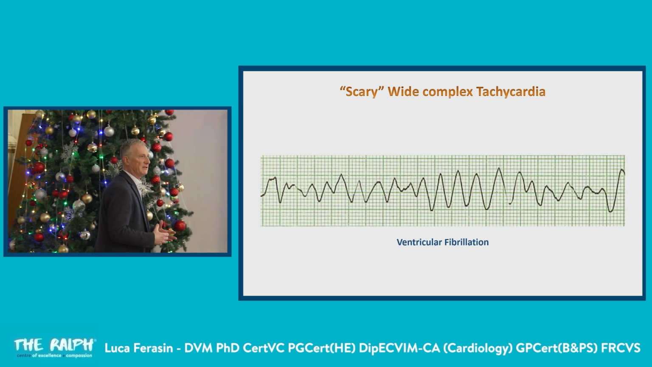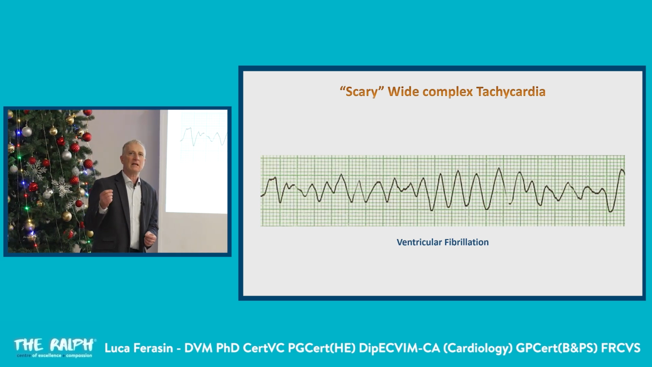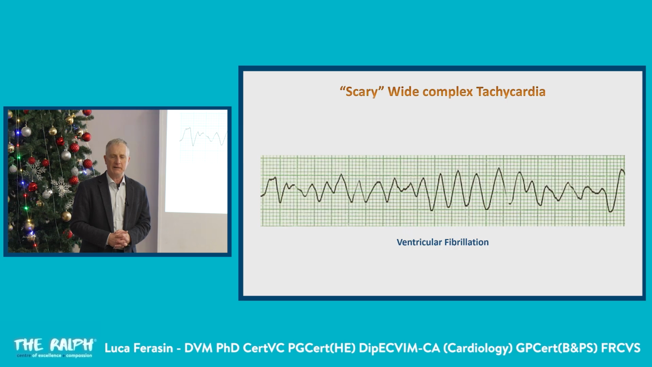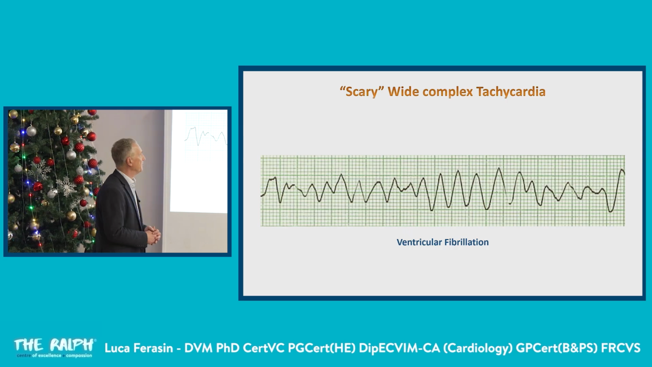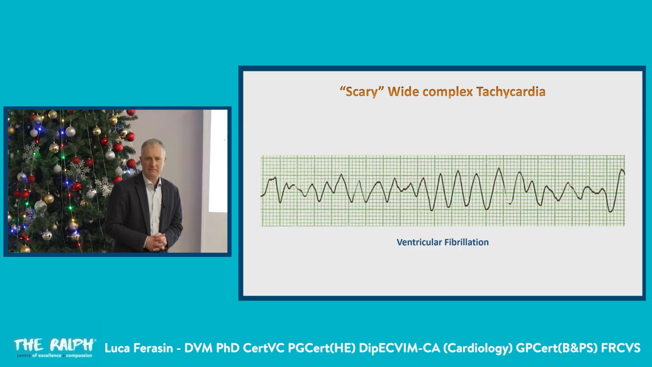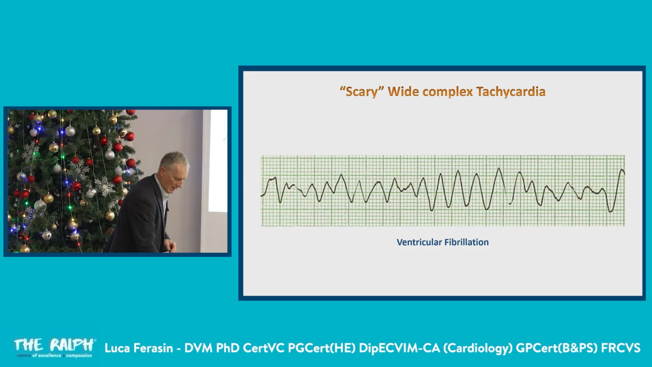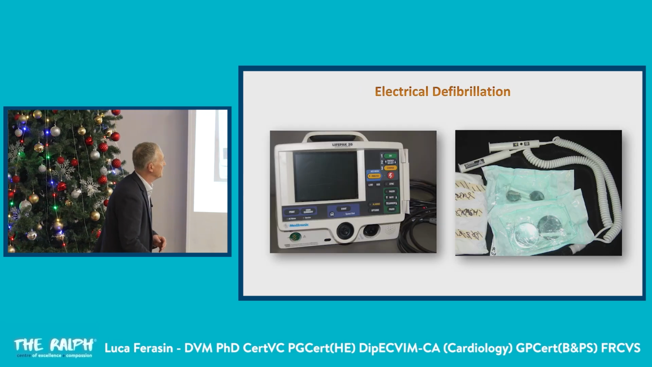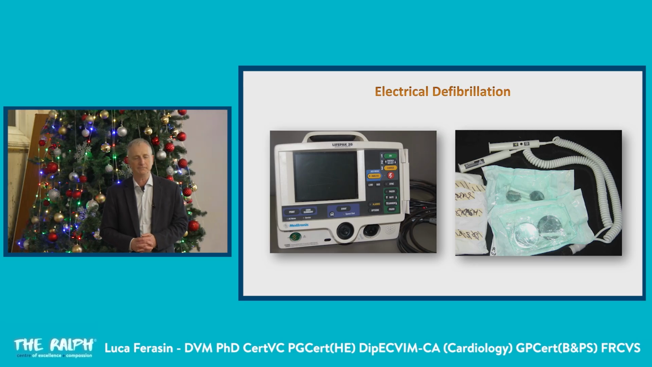Why is it scary, torsade de pointe? Because it precedes ventricular fibrillation, almost inevitably. Ventricular fibrillation is a loss of rhythm, completely chaotic, and precedes death, asystole. So as soon as you see a rhythm like this, you need to intervene immediately with electrical defibrillation.